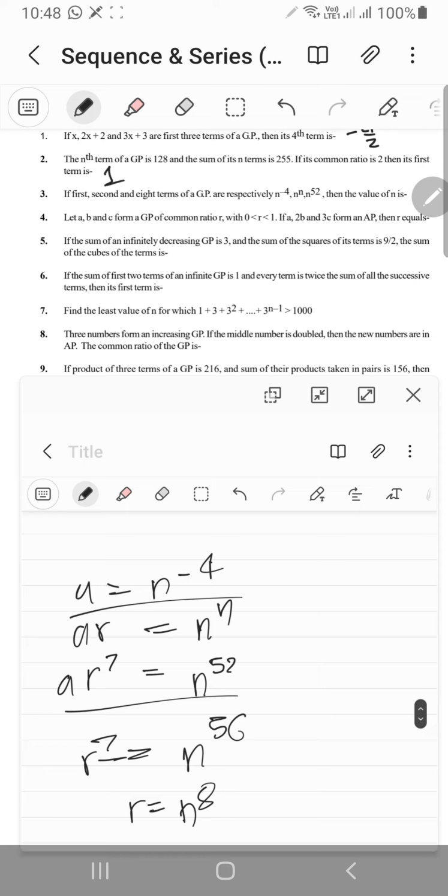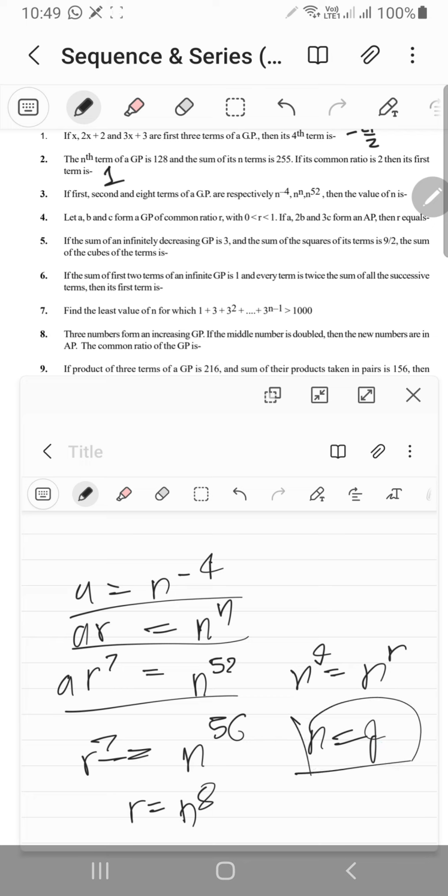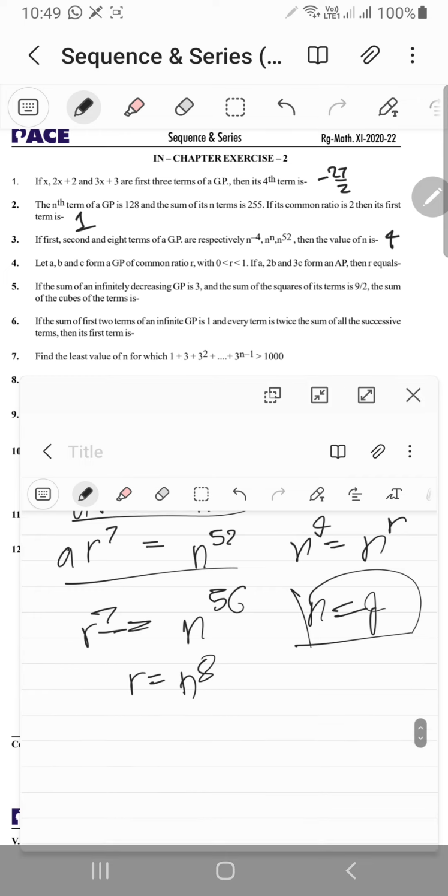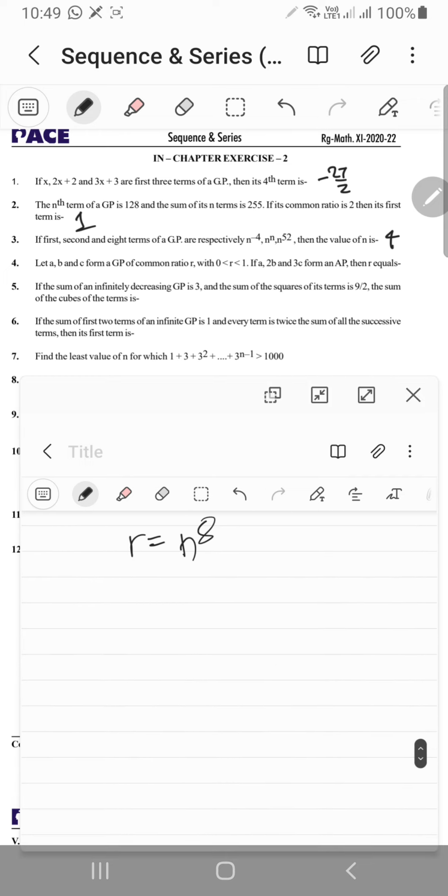Cool. So putting that into this equation, it's like n power minus 4 times n power 8, that's just n power 4 is n power n. So n is 4, or n is 1, in which case the whole thing would just collapse. Value of n is probably 4 or 1, but if it's 1, it's not a GP because all of them are just 1.